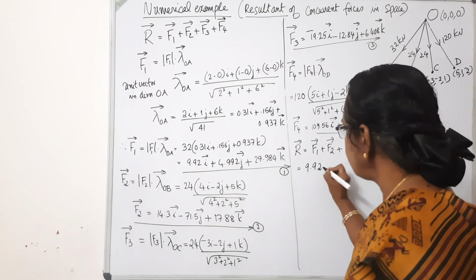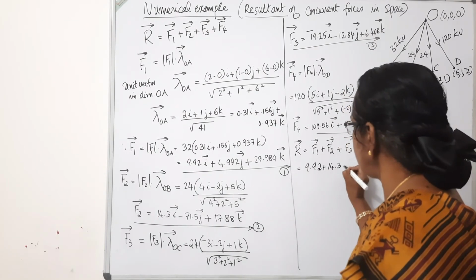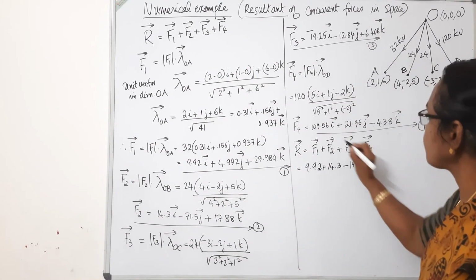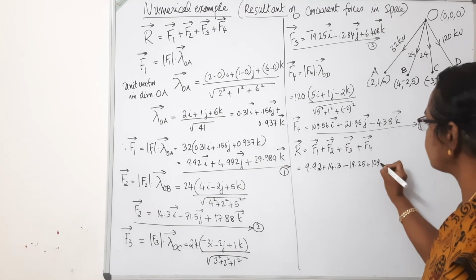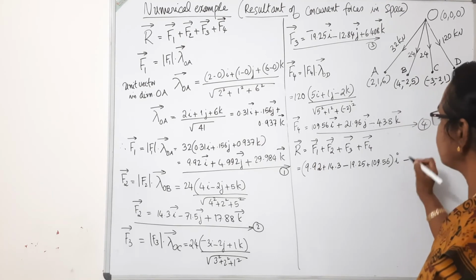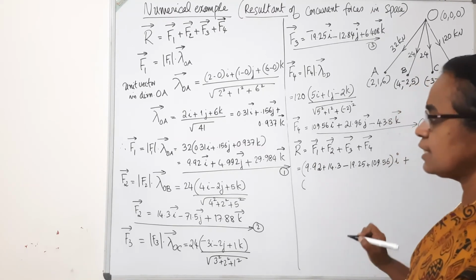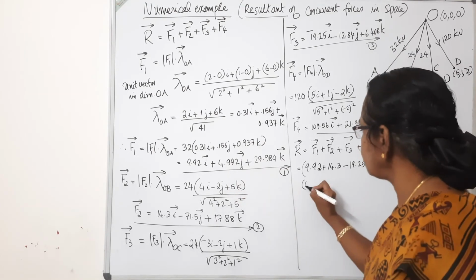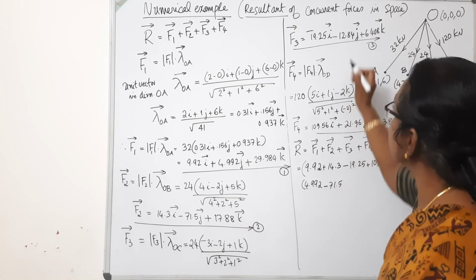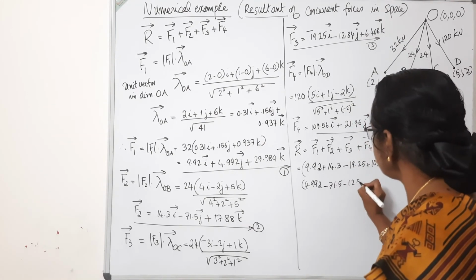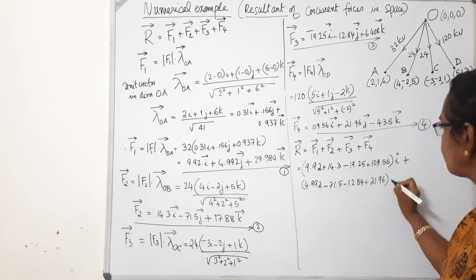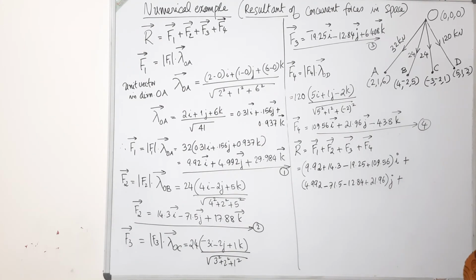9.92 from the first one, 14.3 from the second one, minus 19.25, 109.56. All the i terms are combined together. Next combine the j terms together: 4.992 minus 71.5 minus 12.84, 21.96. Those are the j terms together.